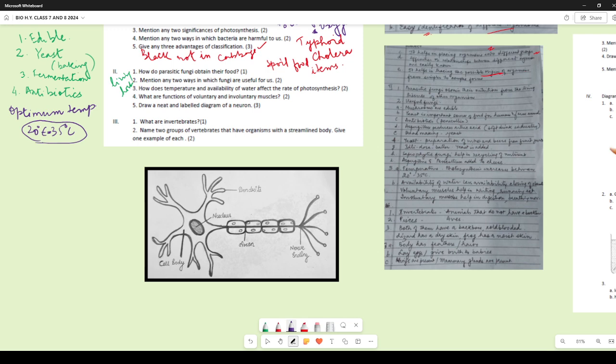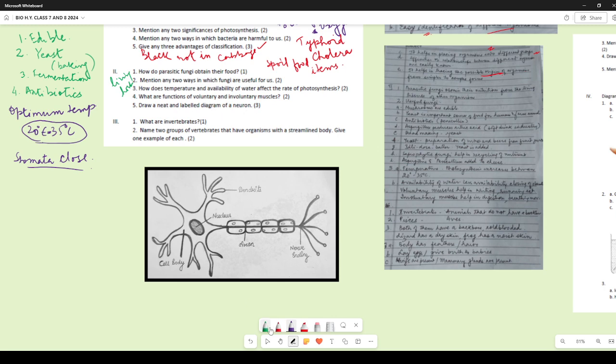Water: how does the availability of water affect the rate of photosynthesis? If less water is available, then the stomata start to close. If there is scarcity of water, then stomata close. Of course, because they have to stop loss of water through transpiration, the stomata close. And once the stomata close, then gaseous exchange is not happening at the same speed, so the rate of photosynthesis automatically decreases.